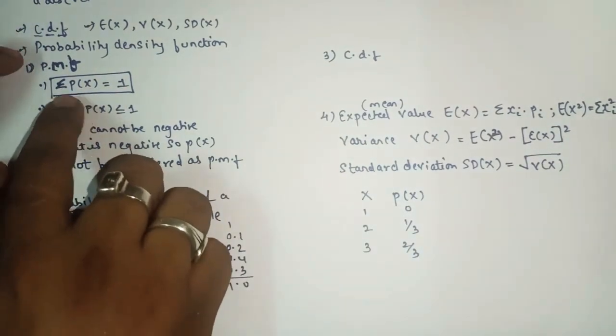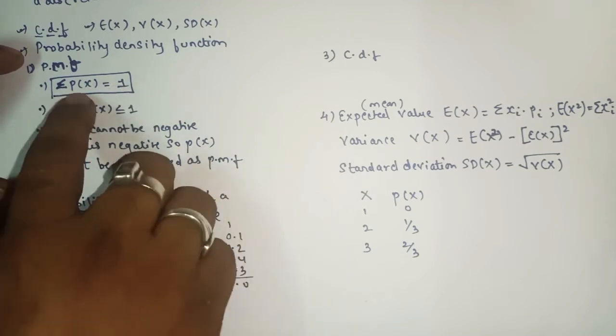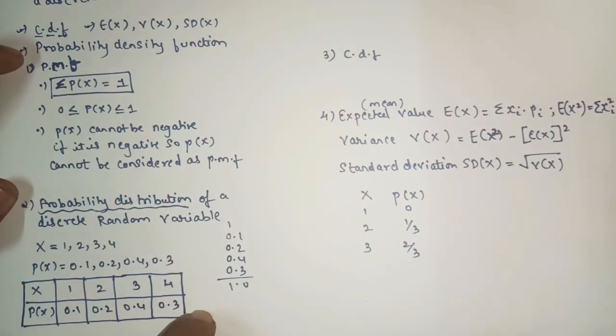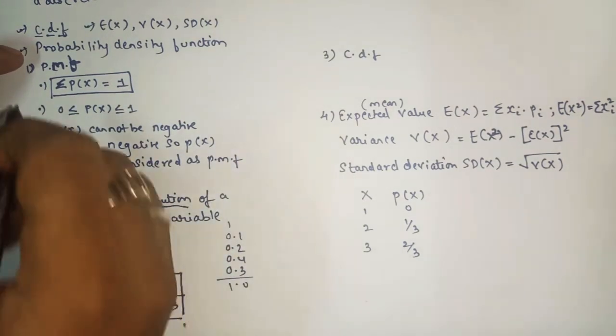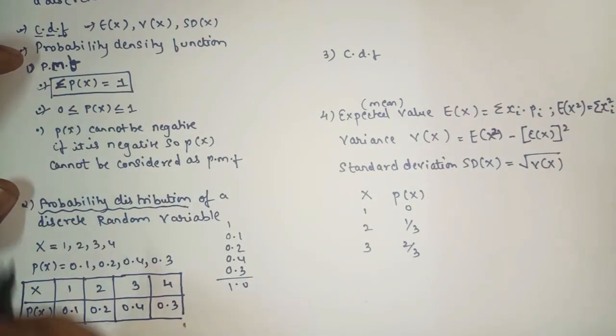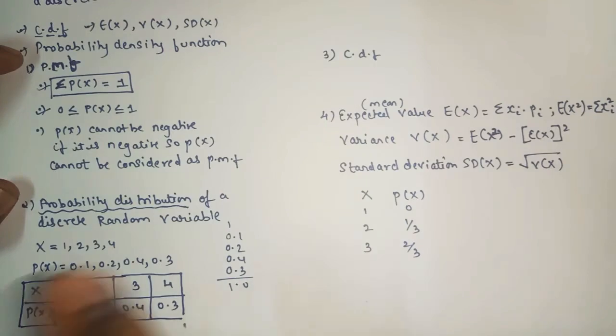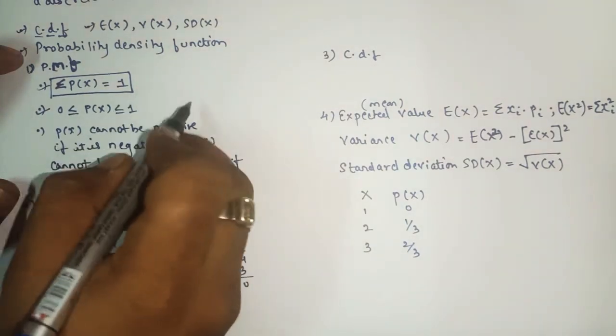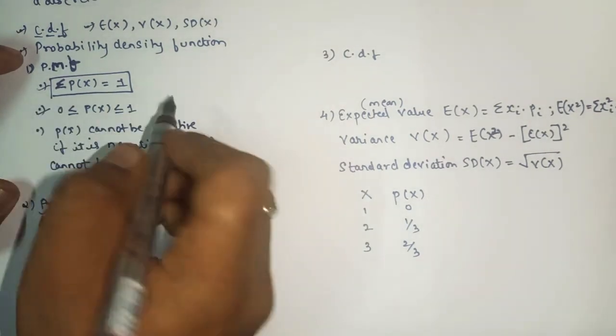Okay. So here the point number one is that you have to check whether the sum of the numbers is equal to 1 or not. Point number two is what? The value of P of x should lie between 0 and 1. If the value is more than 1 or less than 0, that means more than 1.